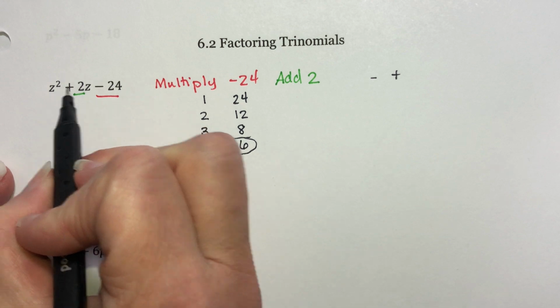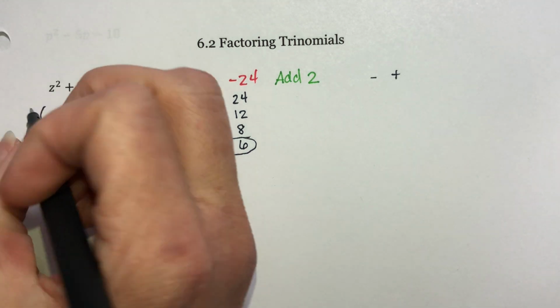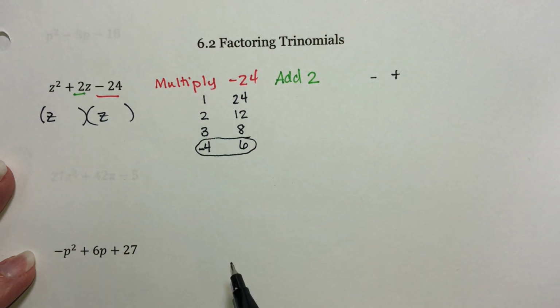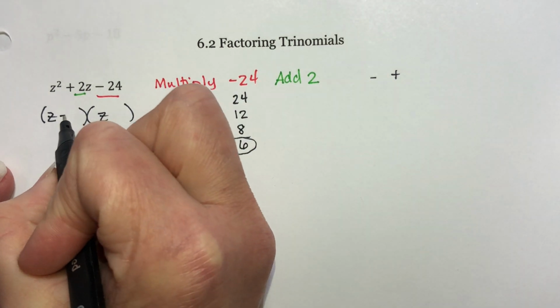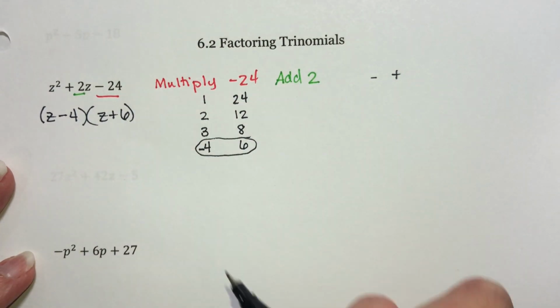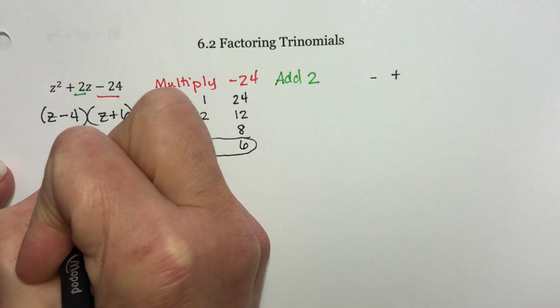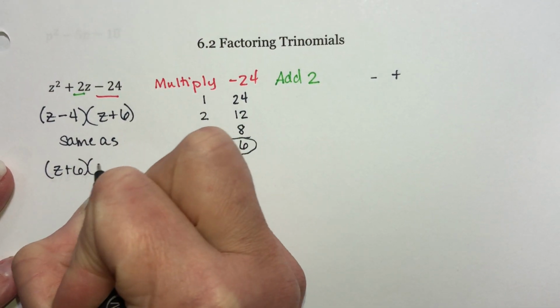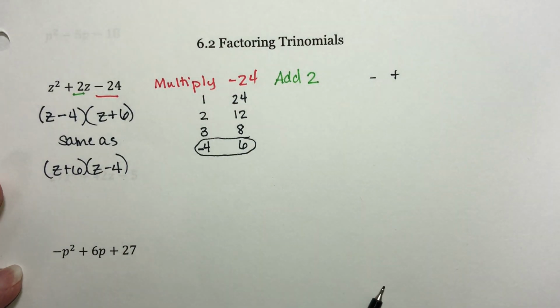What we get to do is we're going to write this as 2 binomials multiplied together, and make sure you use the correct variable. This is z, so I put a z here, and I'm going to put a z here. Now what numbers go here and here? A negative 4 and a positive 6. So this factors as z minus 4 times z plus 6. And this is the same as z plus 6 times z minus 4. And the reason for that is we're multiplying 2 things together, and you know that it doesn't matter what order we multiply in, we're going to get the same answer.